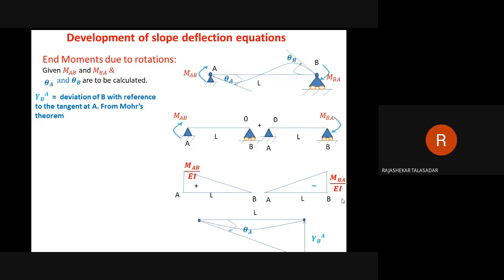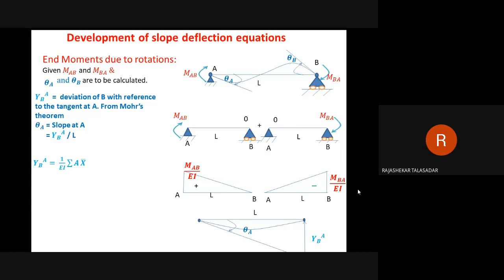You know that theta A equals the slope at A. That is nothing but the deviation at B with respect to A divided by the span L. This is tan theta A in fact, but for small values, tan theta equals theta. And you know that the tangential deviation can be obtained by Moore's second theorem. That is the moment of the M by EI diagram between those two points, because you are calculating YBA, you have to take moment about B.